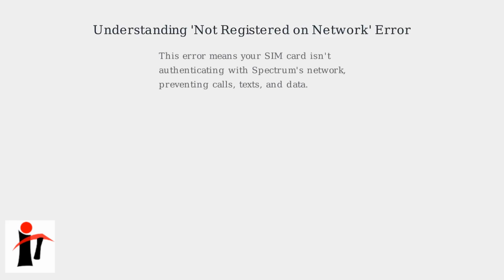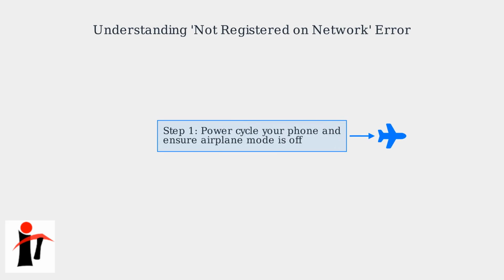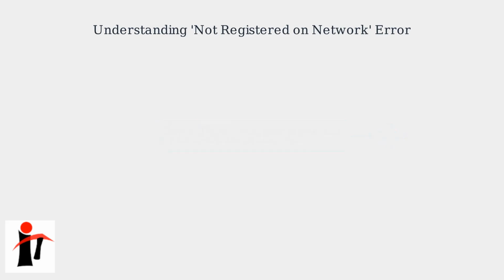Experiencing a "not registered on network" error on your Spectrum mobile device? This means your phone's SIM card isn't authenticating with Spectrum's network, preventing calls, texts, and data. Let's troubleshoot. First, power cycle your phone and make sure airplane mode is off.